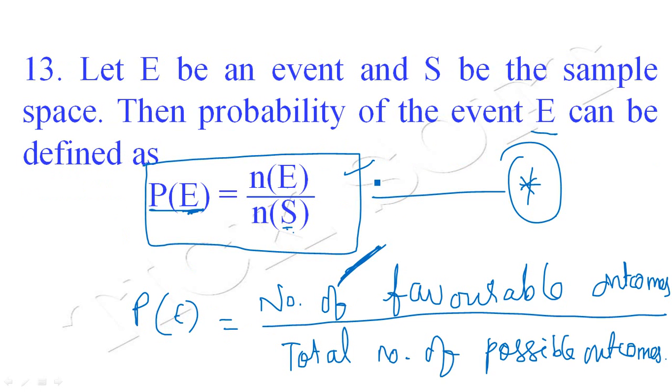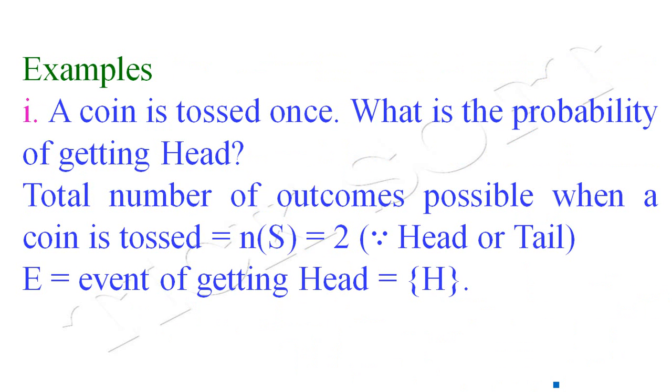So either we can use this formula or this formula, that is, the probability of any event will be equal to the number of favorable outcomes divided by the total number of possible outcomes. And now we are going to see some examples for this.